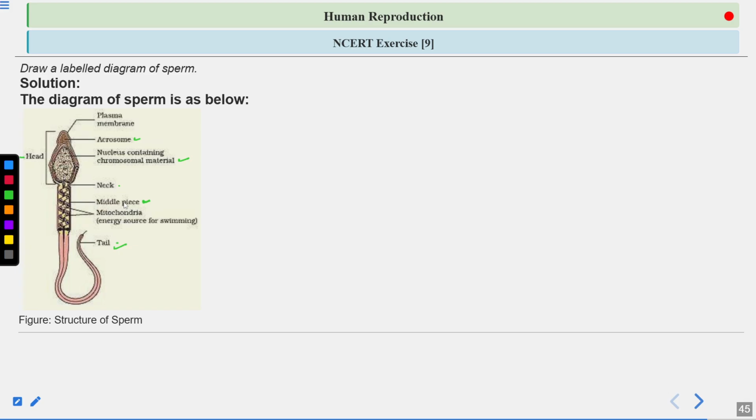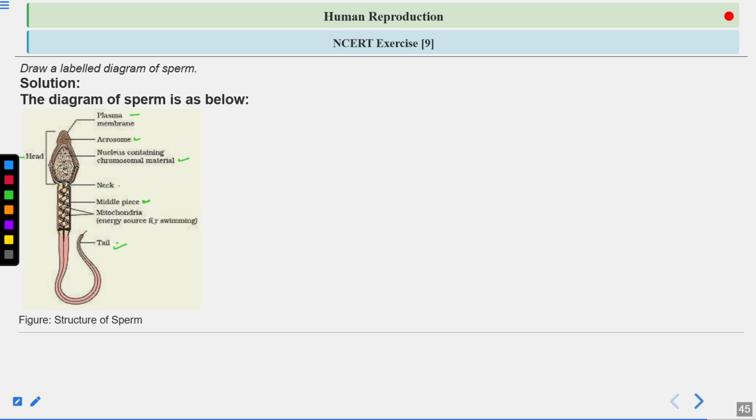Okay, so when you are drawing the label diagram of the sperms, you should label all these components. You should mention the head, neck, middle piece and the tail. You should mention the acrosome also. Then you should label the plasma membrane also. You should write that the middle piece contains several mitochondria, and mitochondria is the energy source for the swimming.